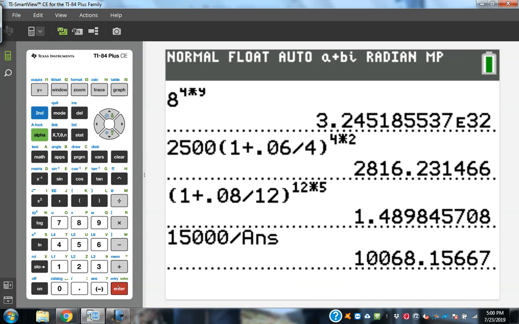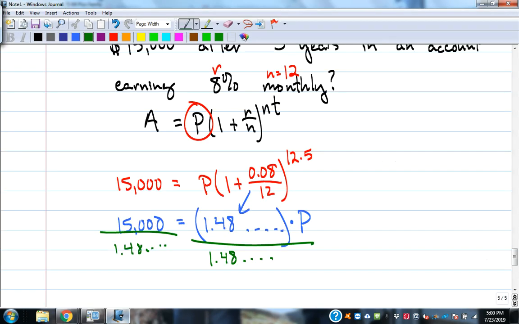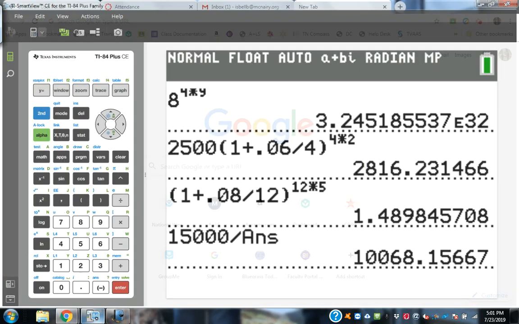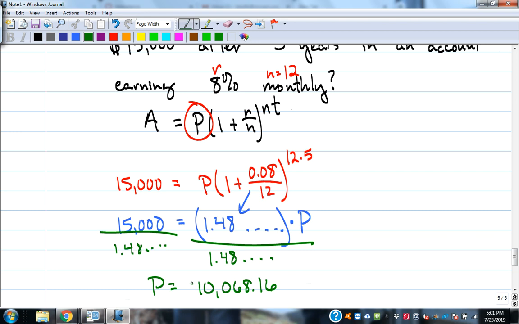$10,068.16. I need to round it up so that I make sure that I've got 15,000 at least in there. So that's how much I need to invest. My principal investment would be $10,068.16. Yeah, that's right. That's how much I would have to invest in order to, at the end of 5 years, have 15 grand laying there to use. And normally, if you have a higher interest bearing account, you got to leave that money there anyway. If you take it out early, there's a penalty.